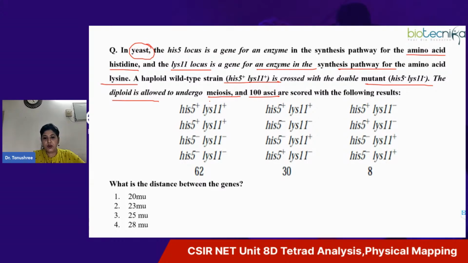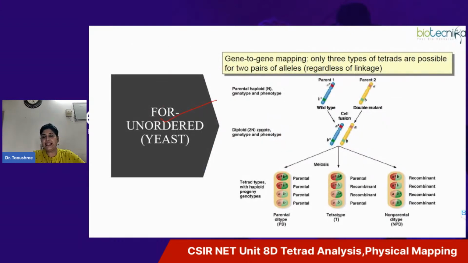Okay, Anu, 23. So basically, if you remember, when we talk about yeast, it's an example of unordered tetrad analysis. Unordered means that the arrangement of the ascospores in the ascus is not ordered. There's a lot of space in the ascus, so shuffling of the ascospores can happen. Now, for studying unordered tetrad analysis, we have to consider two pairs of alleles. Here you can see one parent which is wild type and another which is double mutant. When you are considering two pairs of alleles, always remember three types of tetrads are possible: parental ditype, tetratype, and non-parental ditype.